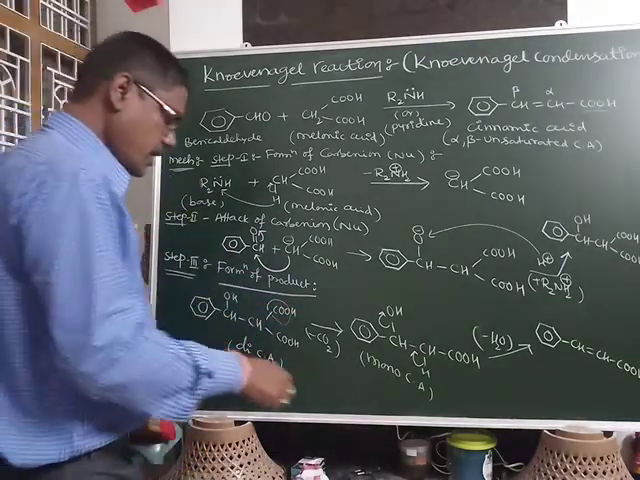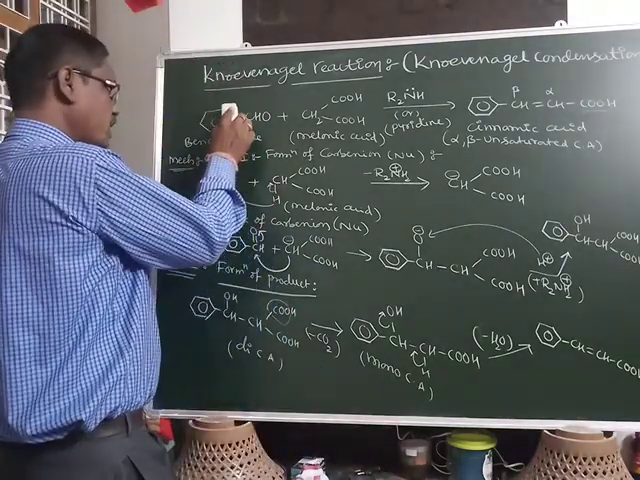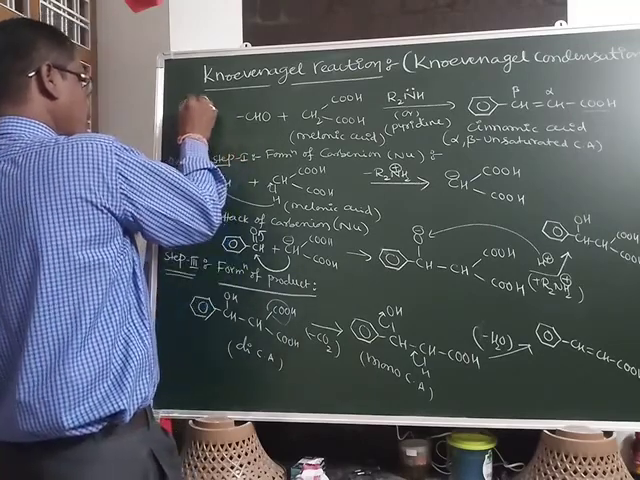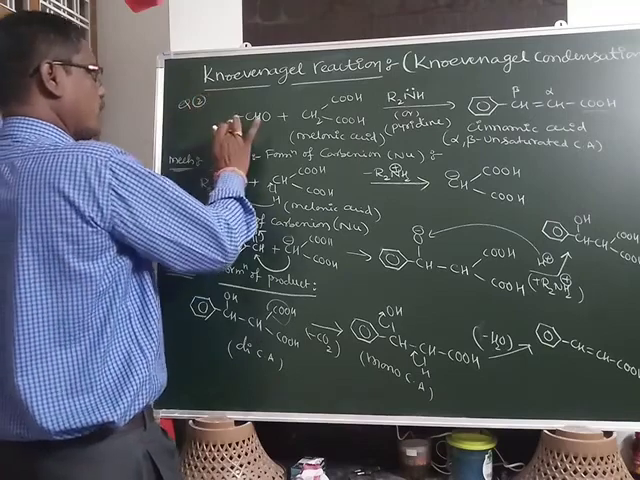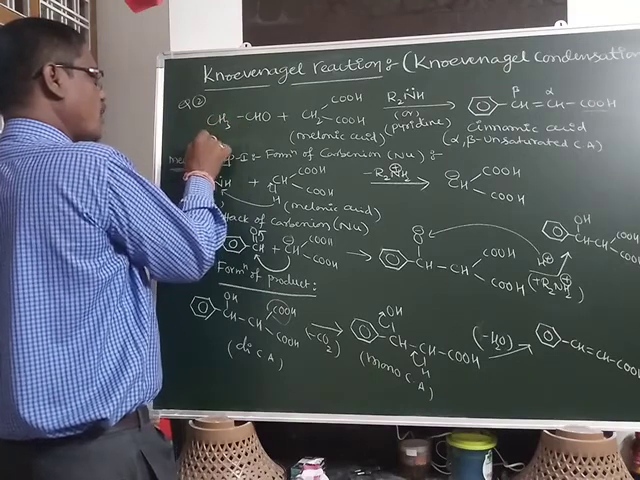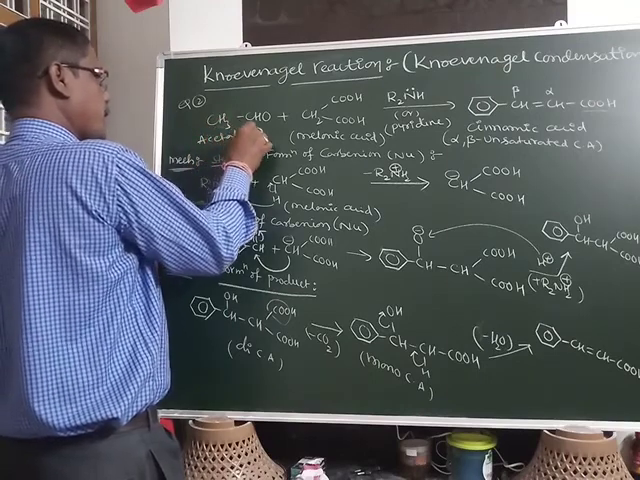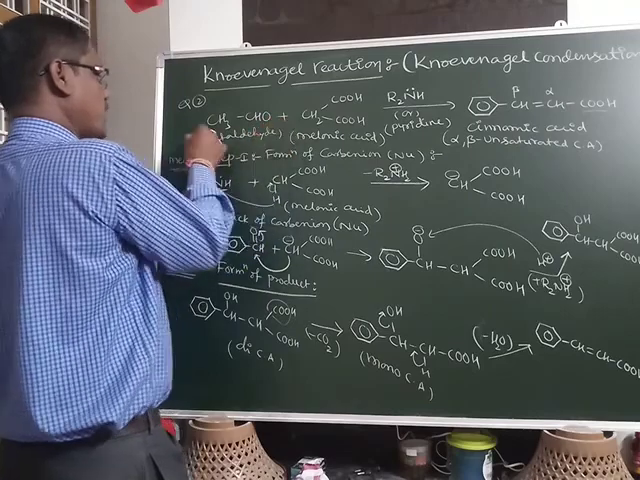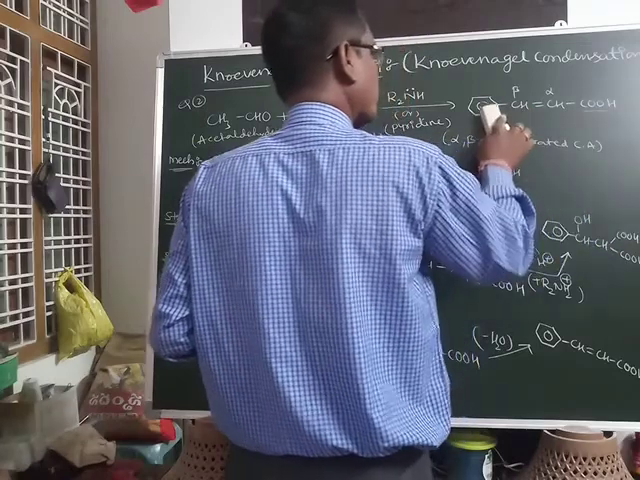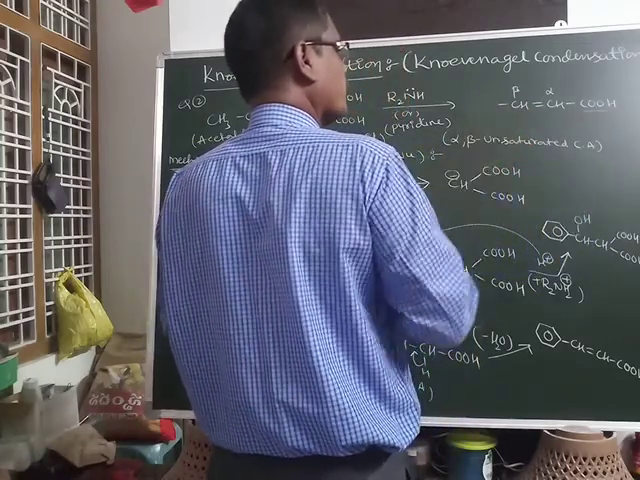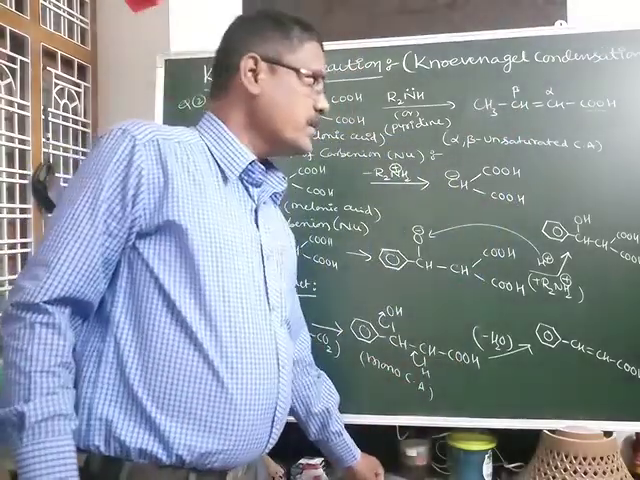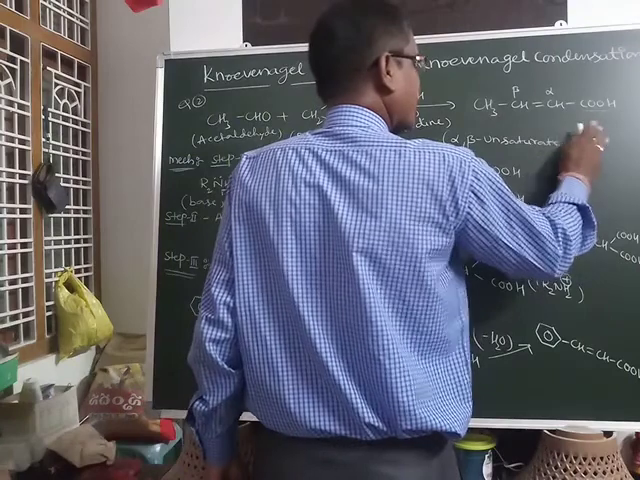Okay, I am taking this instead of benzaldehyde as the second example. This is example 2 only. Now in example 2, I am taking CH3, and this is called acetaldehyde. Acetaldehyde. Here we obtain CH3, where only the phenyl group is substituted by a methyl group. This is called crotonic acid.